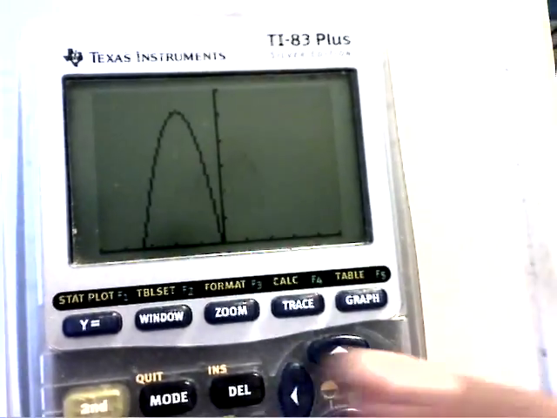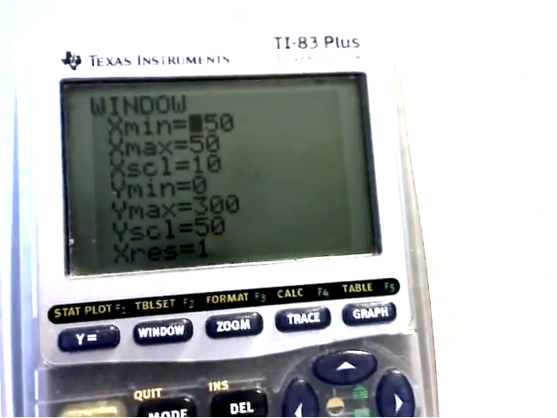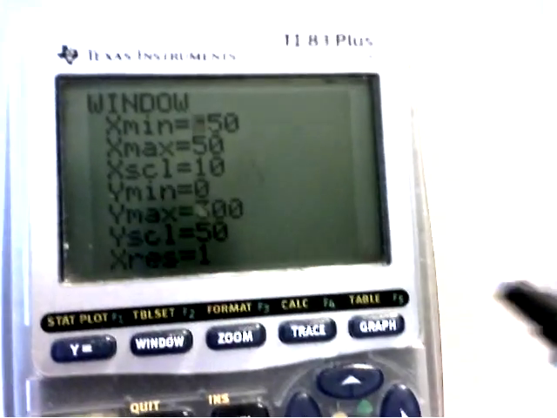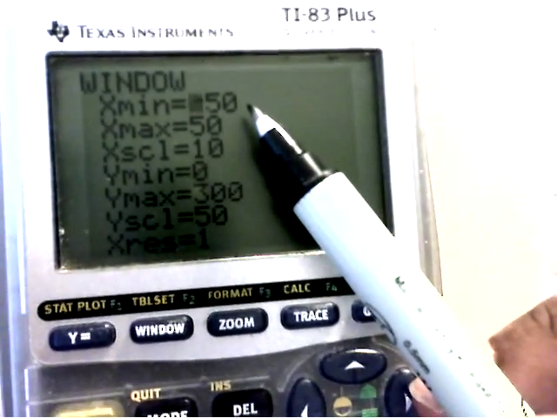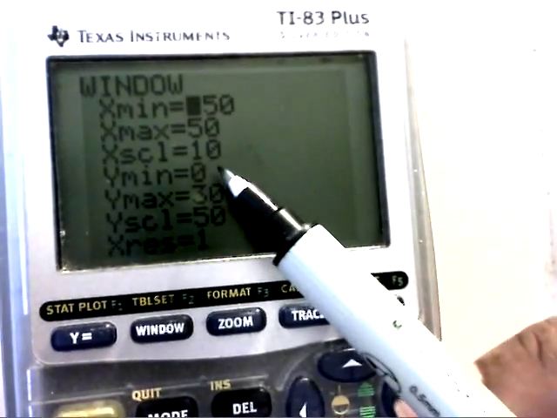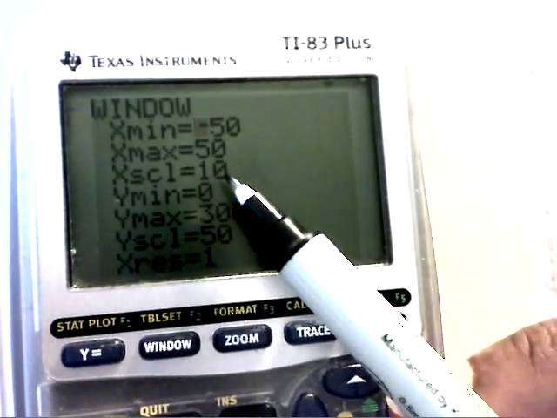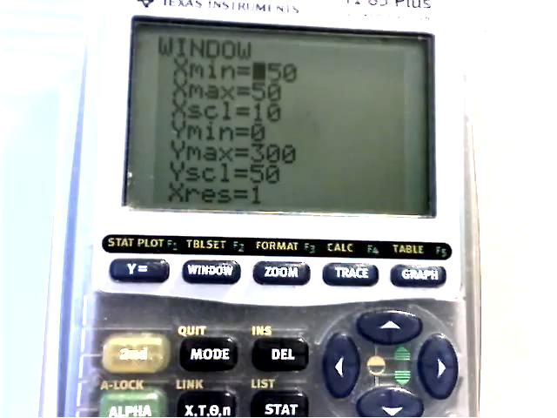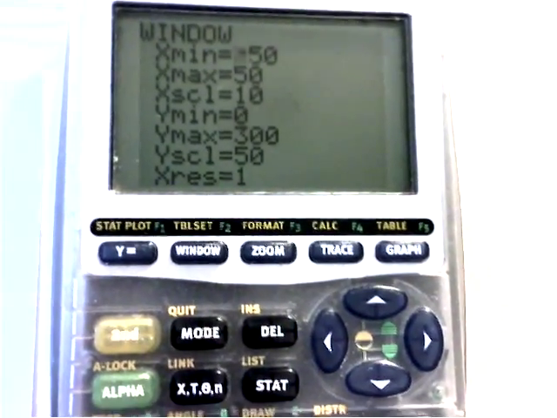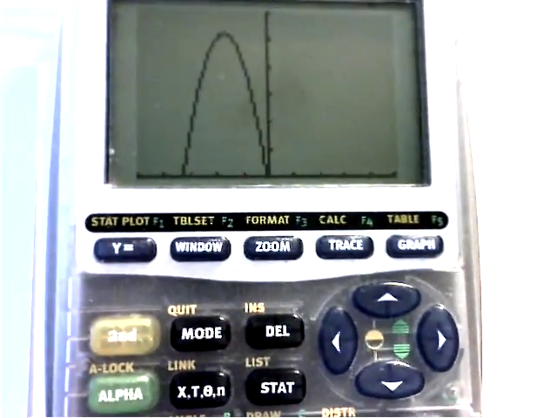Okay. So here's what the window is, let me go back to the window key so you can see what I'm doing here. Negative 50 to 50. X min is negative 50. X max is 50. And the X scale is 10. The Y min, I'll let that be 0. The Y max is 300. And the Y scale is 50. Okay, so here, when I did the graph, it looks like this.